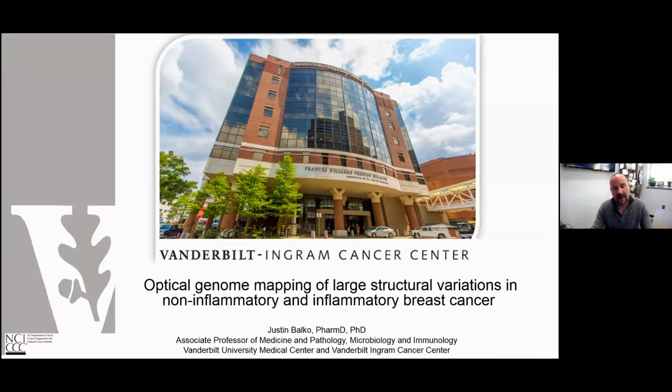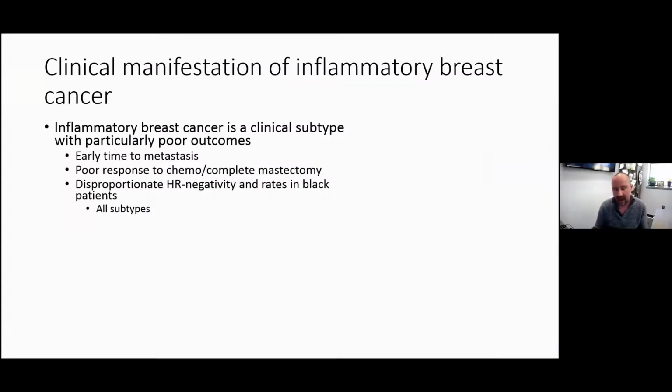The title of my presentation today is Optical Genome Mapping of Large Structural Variations in Non-Inflammatory and Inflammatory Breast Cancer. So we, for a while as a lab, have been very focused on breast cancer, and particularly immunology of breast cancer. And for a while now, also interested in this one very rare subtype of breast cancer called inflammatory breast cancer. So inflammatory breast cancer is defined as a clinical subtype, and it has a particularly poor outcome.